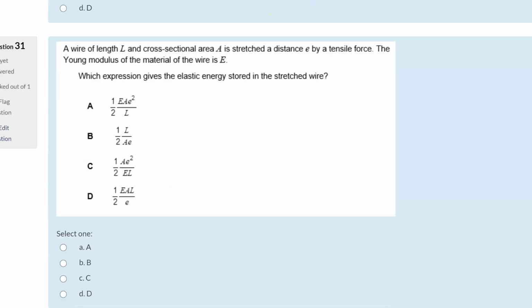Oops, sorry, got locked into that last question. Okay, so we've now got a classic Young's modulus type question. We're just being asked to work out what the elastic energy stored is. So this is just one for combining equations.